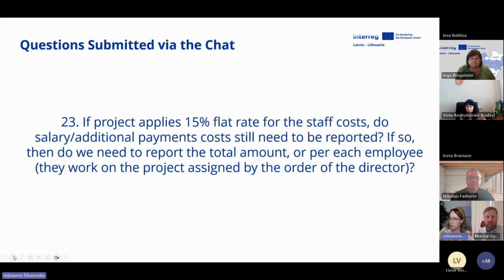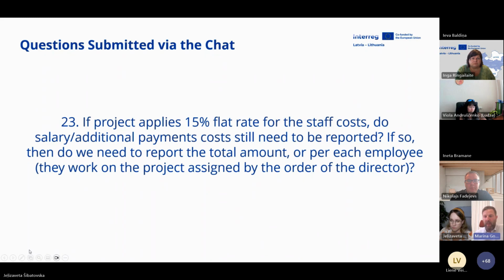Next question. If the project applies a 15% flat rate for the staff cost, do salary additional payments costs still need to be reported? If so, then do we need to report the total amount or per each employee? They work on the project assigned by the order of the director.